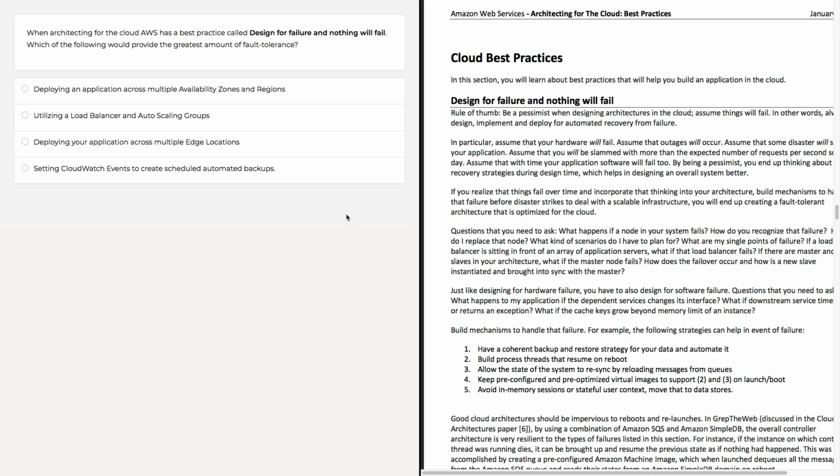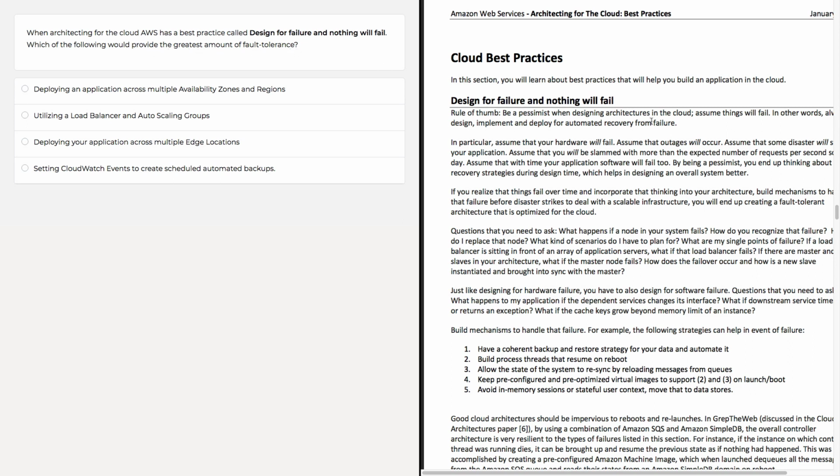So this question is specifically designed to be very difficult. On the actual exam, you'd never get a question this hard, but I want to make sure that when you're thinking about questions, you're inferring the answer and trying to think that way. So when architecting for the cloud, AWS has a best practice called design for failure and nothing will fail. Which of the following would provide the greatest amount of fault tolerance?